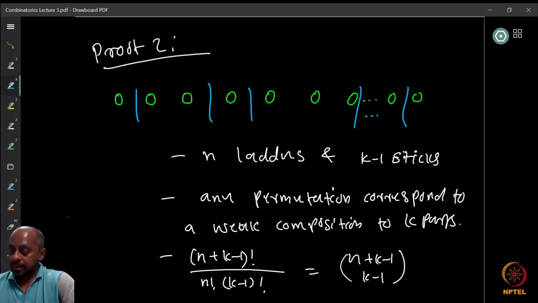So by the multinomial theorem, we immediately get that this count, or the number of possible arrangements, or the number of weak compositions, is equal to n plus k minus 1 choose k minus 1. So that is it. So we have another proof. Okay.